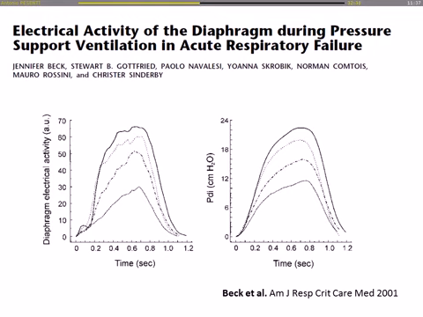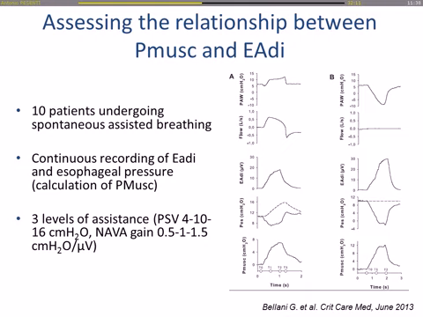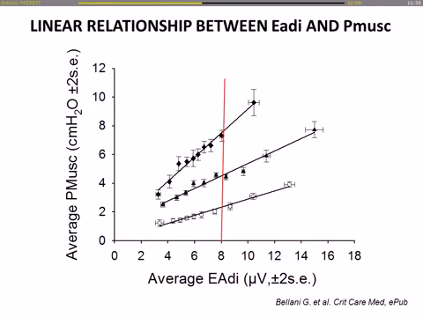The electromyographic signal is higher the higher the pressure developed by the diaphragm. Little force corresponds to small, few microvolts. Big force corresponds to many microvolts. And unfortunately, in different patients, we have a different relationship.